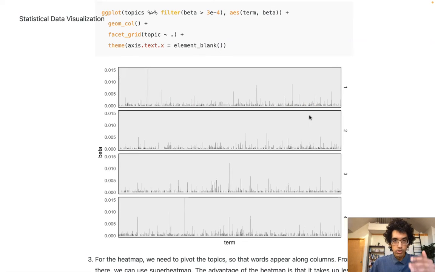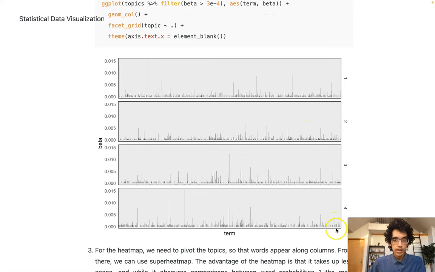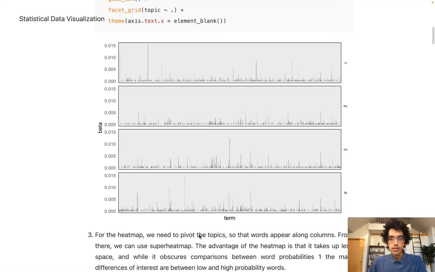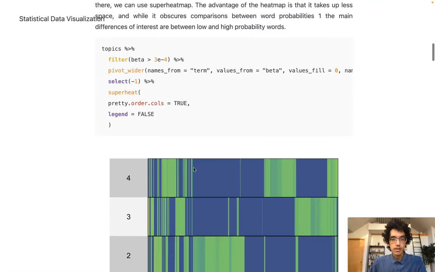It's not that informative for a few reasons, right? Maybe the most important issue is that you can't really tell what the words are. If I tried adding the names of the words, there would just be way too many. So one alternative, you can try making a heat map.